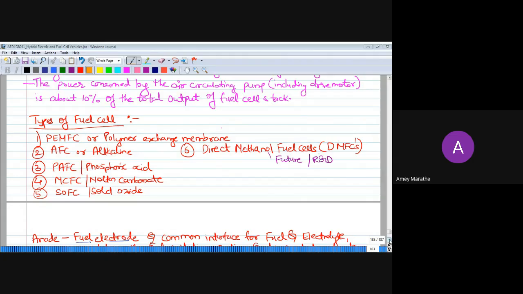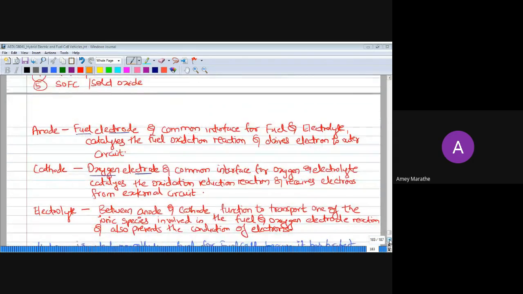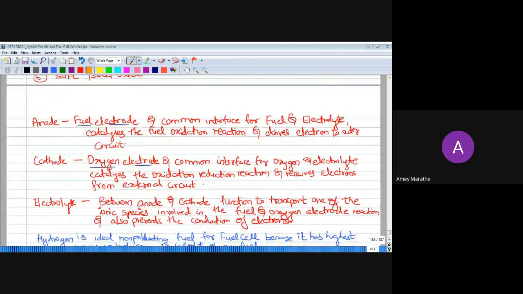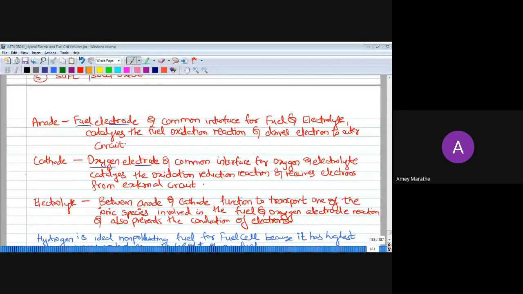And from the fuel cell working, I can say that the anode of the fuel cell is called the fuel electrode. It has a common interface for the fuel oxidation reaction, and it drives the electron to the outer circuit. That is what the anode does. What does the cathode do? Cathode is the oxygen electrode, because oxidant is supplied to the cathode side. It is the common interface for oxygen and electrolyte. It catalyzes the oxidation reduction reaction, and it receives the electron from the outer circuit.